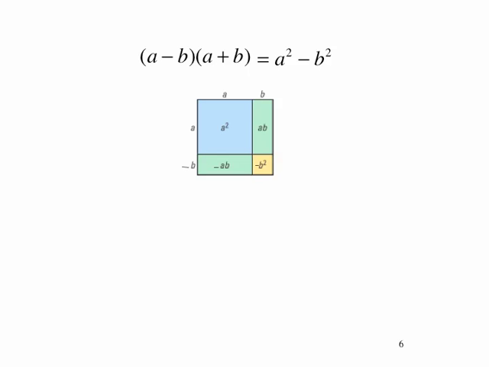Here we see a square, and across the top we have a and positive b, and down the side we have a and negative b. So this is a plus b times a minus b. You can see that the blue square in this case is an a by a square, so its area is a squared. The yellow square here is b times negative b, which gives us negative b squared. And in this case, the two green rectangles have the same magnitude. They both have a magnitude of ab, but one of them is positive and one of them is negative. And so when we add all four of these shapes together, the positive ab rectangle and the negative ab rectangle are going to cancel each other out.